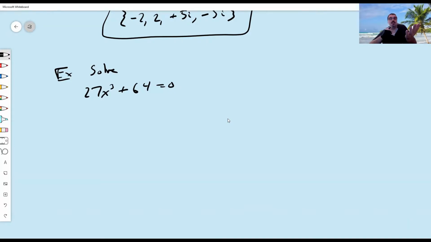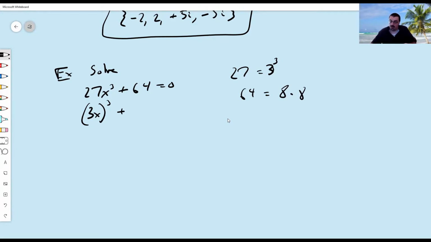27 is made up of 3's. 64 is made up of 2's, 4's, or 8's, depending on how you factor it. But let's note, 27 is actually 3 cubed. So this is 3x, everyone cubed, plus 64. If you look at it, you may say 8 times 8 at your first look, which is fine. But what do you know about 8? 8 is 4 times 2. And the other 8 will be, we'll call it, 2 times 4.